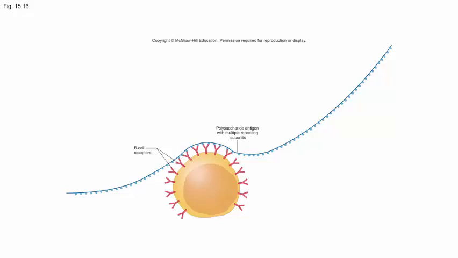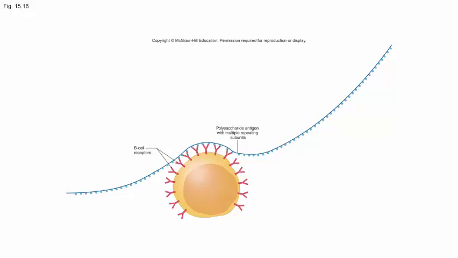Hence, children under 2 are more susceptible to Streptococcus pneumoniae and Haemophilus influenzae, bacteria that coat themselves with polysaccharide capsules. Remember, we talked about this a while back. Some of these bacteria that have the capsules, that helps them evade recognition and battles with the immune system. And you can see here this polysaccharide antigen with multiple repeating subunits and the attachments by the B-cell receptors.